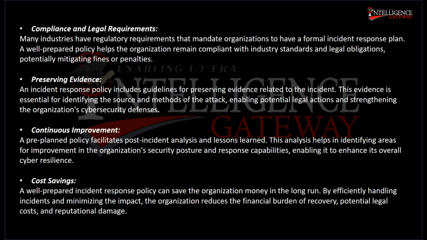Continuous improvement. A pre-planned policy facilitates post-incident analysis and lessons learned. This analysis helps in identifying areas for improvement in the organization's security posture and response capabilities, enabling it to enhance its overall cyber resilience. Cost savings. A well-prepared incident response policy can save the organization money in the long run by efficiently handling incidents and minimizing the impact. The organization reduces the financial burden of recovery, potential legal costs, and reputational damage.